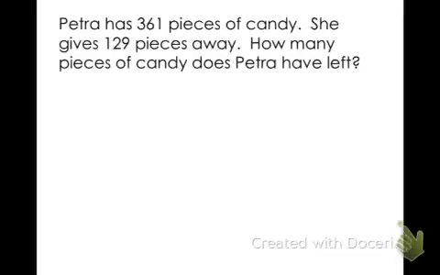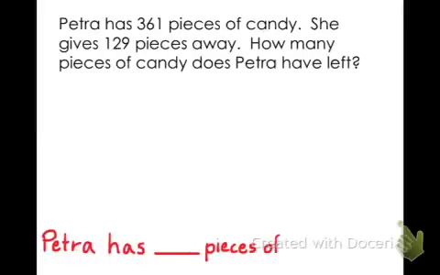Okay, my next thing I need to do, the third step, is to write an answer sentence that will help me focus on what I am going to be thinking about. So who is in the story? Well, Petra is the name of our person. So I'm going to say Petra has pieces of candy left. So that's going to help me remember what I am thinking of as I am solving this problem.